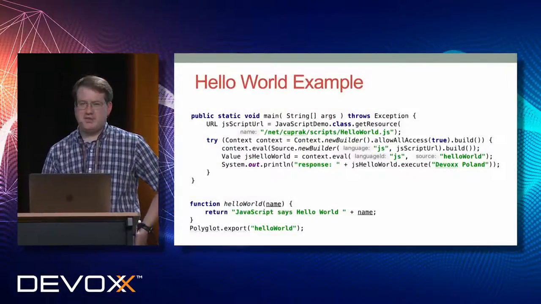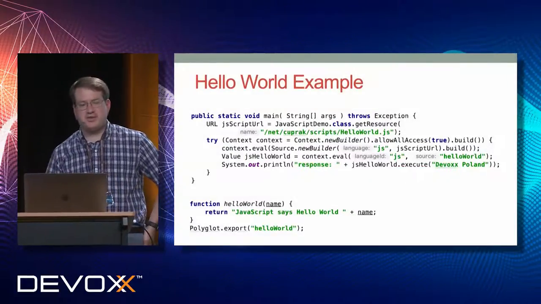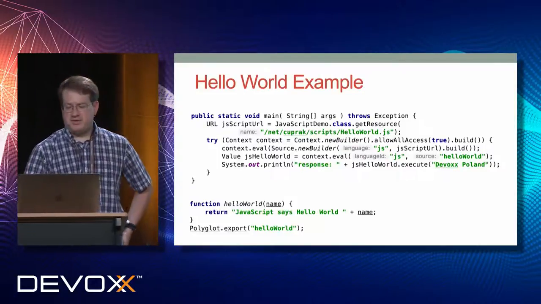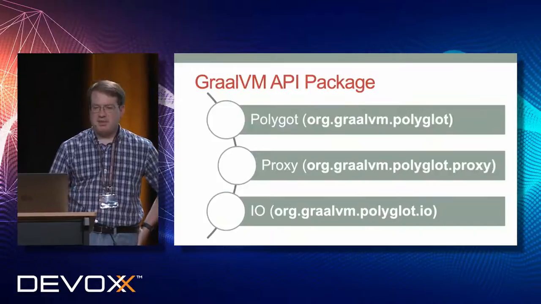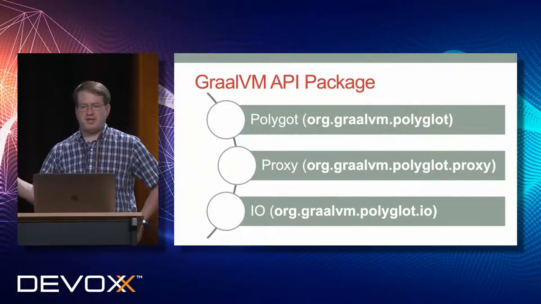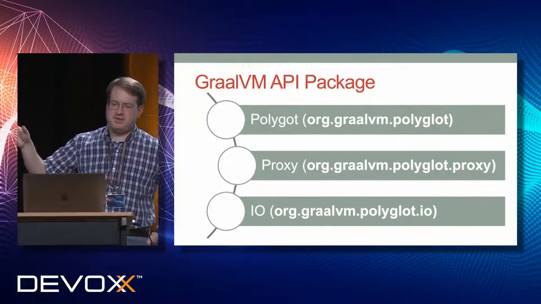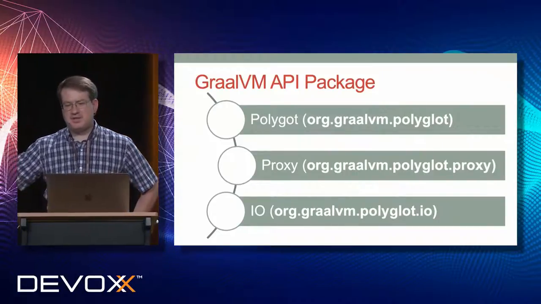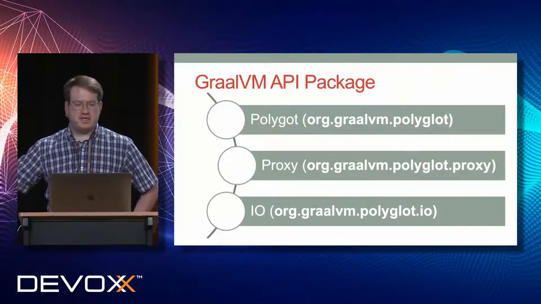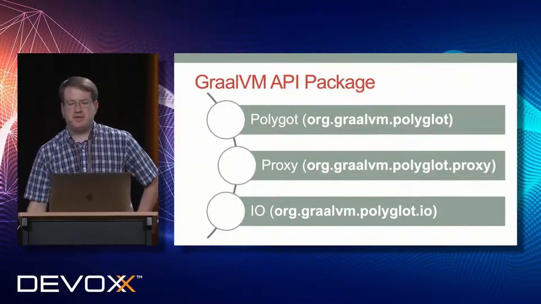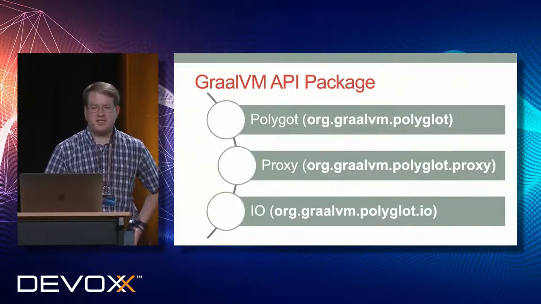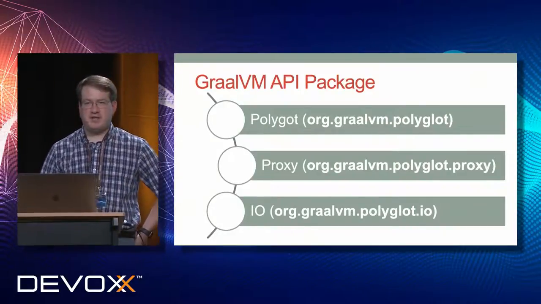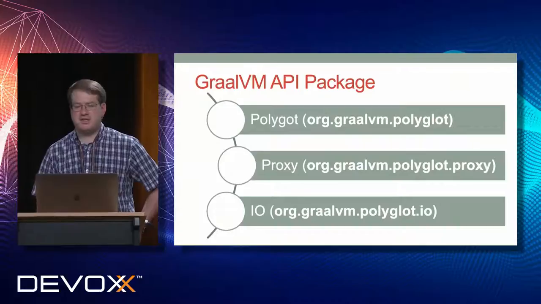Okay, so that's a simple Hello World example, and that's the basic code in order to invoke JavaScript. Now, from within JavaScript, we can then turn around and invoke other languages. The API for GraalVM is split up basically into three different packages. Polyglot, which allows you to configure and run other languages, etc. Proxy, which allows you to mimic guest language objects using proxies. And also IO, which allows you to customize the file system access of the different languages. Those are the three main packages that you interact with.